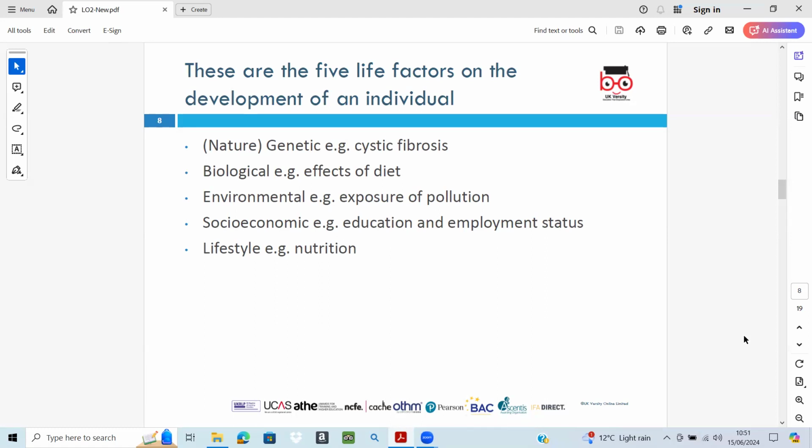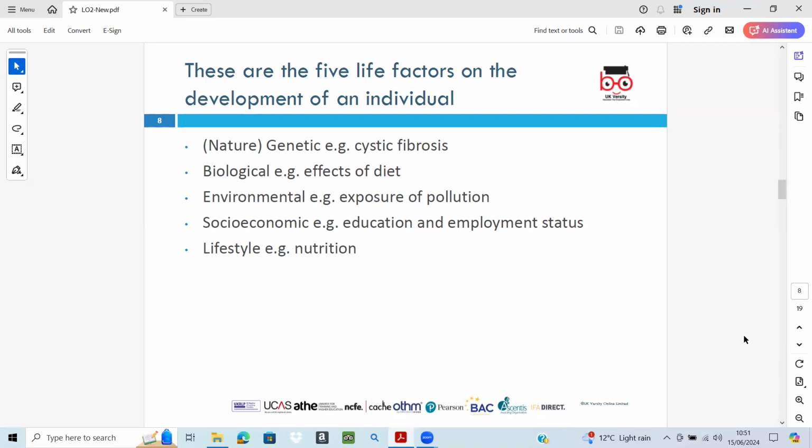Then we have biological factors. Biological factors include the physical and health related aspects of development, such as diet, nutrition, and physical health. We have to discuss the effects of diet. Proper nutrition is essential for growth and development, while malnutrition can lead to developmental delays, a weakened immune system, and various health issues.